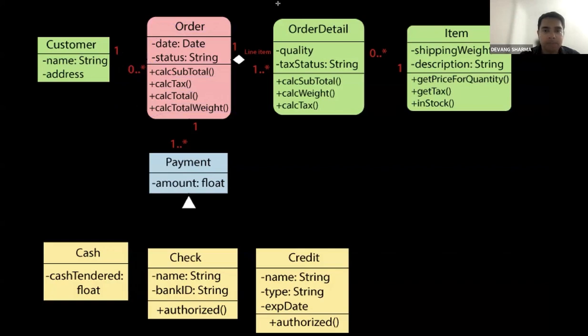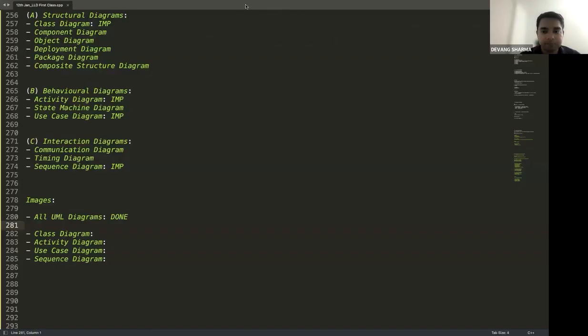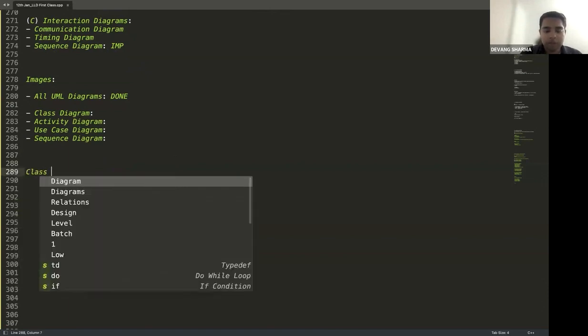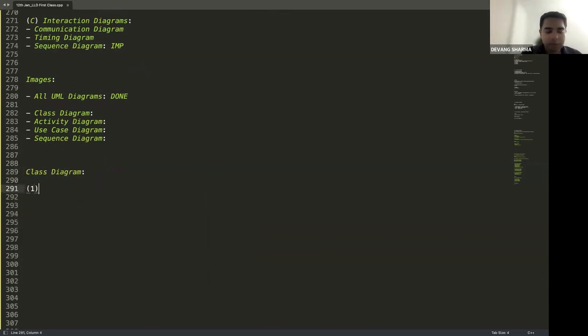Let me clear this. Let me go back to Sublime Text. There we go. So in general, in a class diagram, you start with the class name. Then you go to the data members. How do we write data members? Name of the data members and return type. Again, useful data members. And finally, we have member functions.